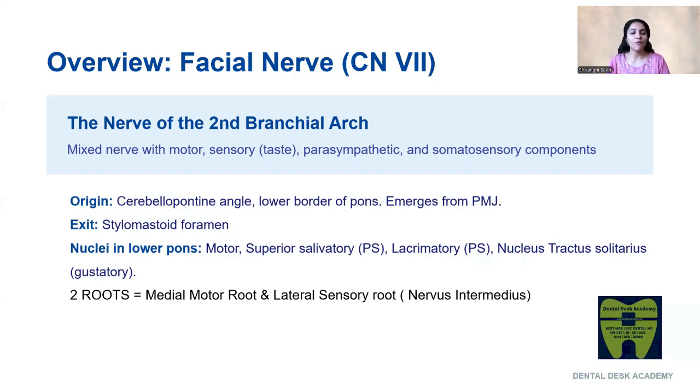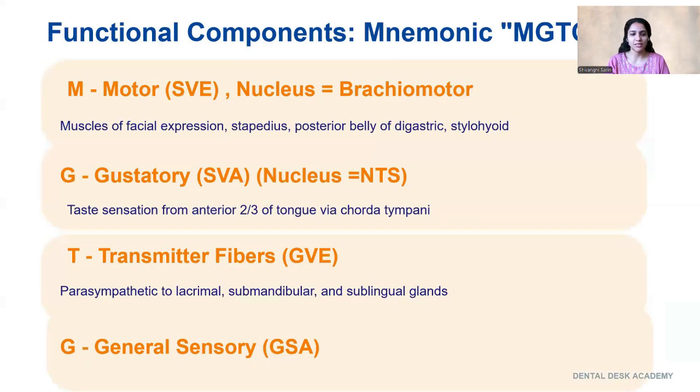Now, as I have already mentioned, that it is a mixed nerve, that is, it has both a motor root and a sensory root. So the sensory root is called the nervus intermedius. So let's just discuss the various functional components once again. As I said, the brachiomotor nucleus is responsible for the motor function. So this is a special function.